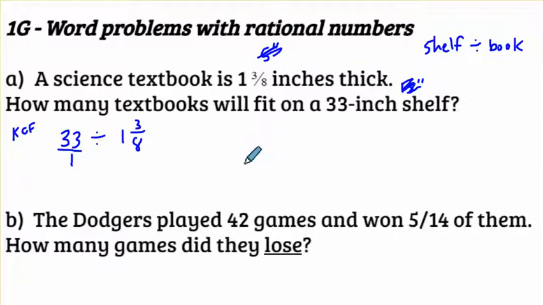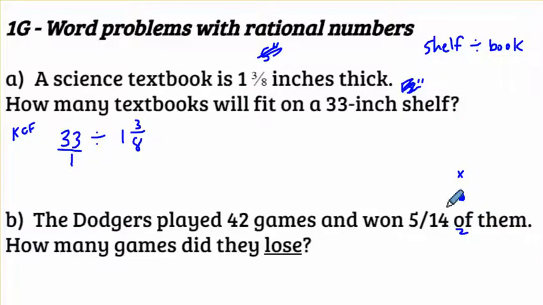Okay, moving on. The Dodgers played 42 games and won 5/14 of them. Now, we have talked many times about this word of and what it means in mathematics. And so hopefully you remember that of always means to multiply. That is a really sad multiplication dot, trying to make it really big. Okay, so if you want to put a little X over here, you can think of it that way, but this always means to multiply.